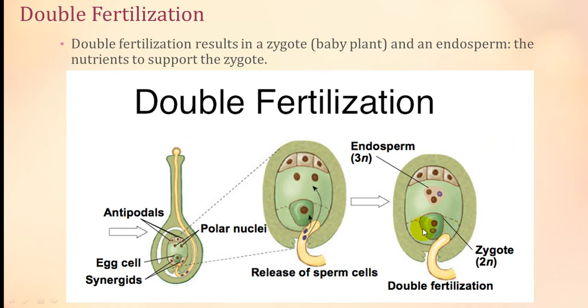We have a zygote, which will become our new plant, and then we have this thing with 3N, so triple, triploid is what it's called. This one is going to become what's known as the endosperm.